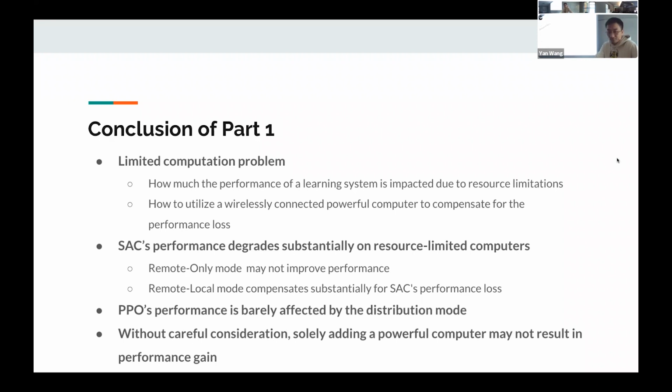Moreover, solely deploying all computations of SAC on a wirelessly connected remote workstation may not improve the performance due to the latency. On the other hand, our results suggest that performing local action computation and remote policy update compensates substantially for SAC's performance loss. However, this distribution may not benefit all RL algorithms, since PPO performance was nearly unaffected by the distribution mode. Thus, our results show that without careful consideration, solely adding a powerful computer may not result in any performance gain.